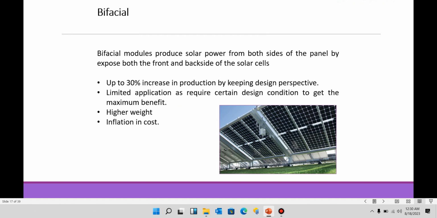The weight of the modules increases in a bifacial as compared to the simple monofacial modules. As the bifacial module is different in nature, the cost is therefore increased in a bifacial module.